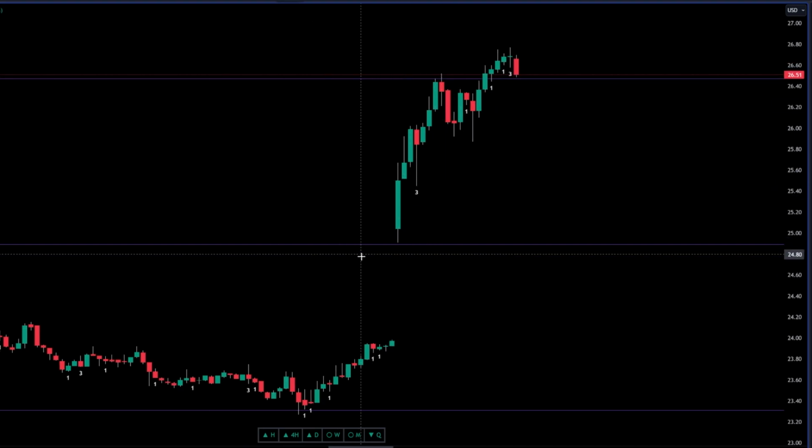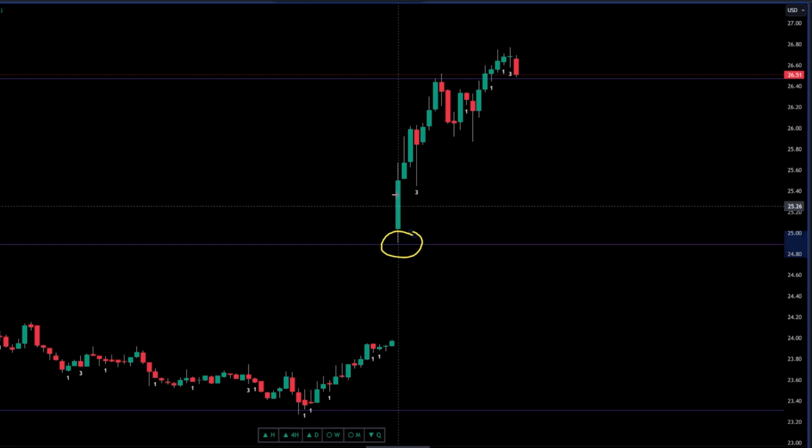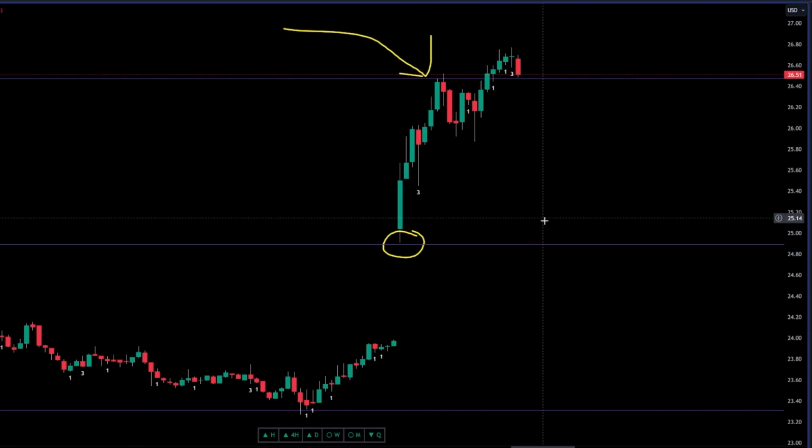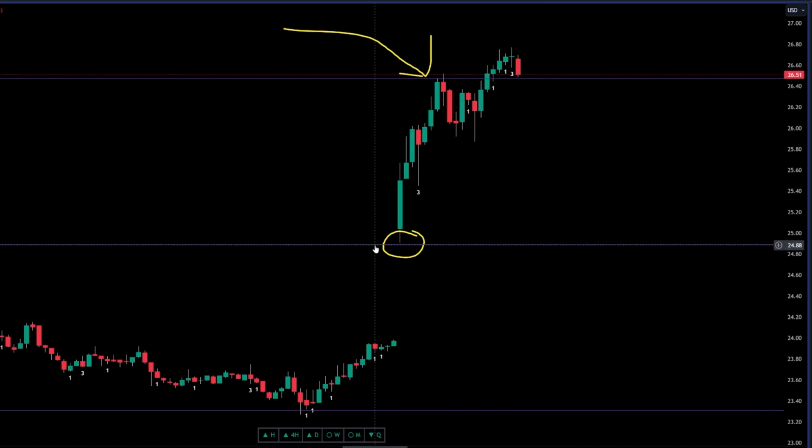Because when we know what side of the candle we're trying to go and how far the stock can go with high probability.